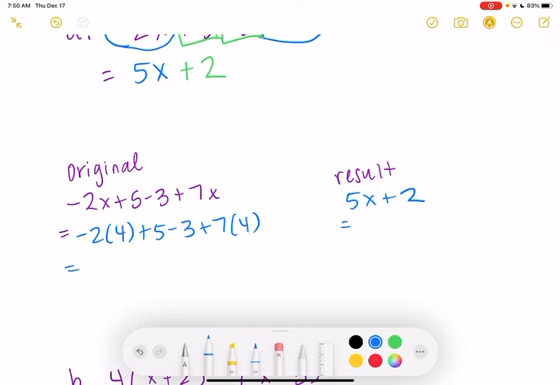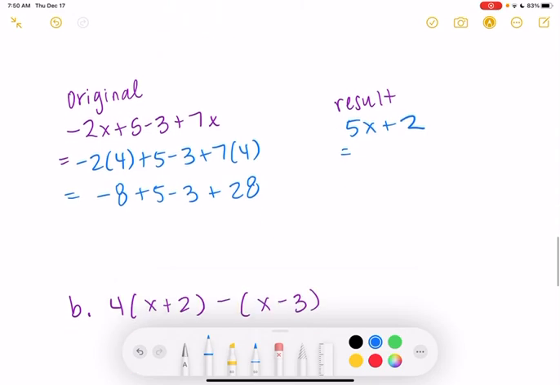And now let's go ahead and just use order of operations to simplify. So the negative 2 times 4 would be a negative 8. And then we just bring down the plus 5 minus 3. Again, multiplication, 7 and 4, we would get 28. And now we just simplify left to right here.